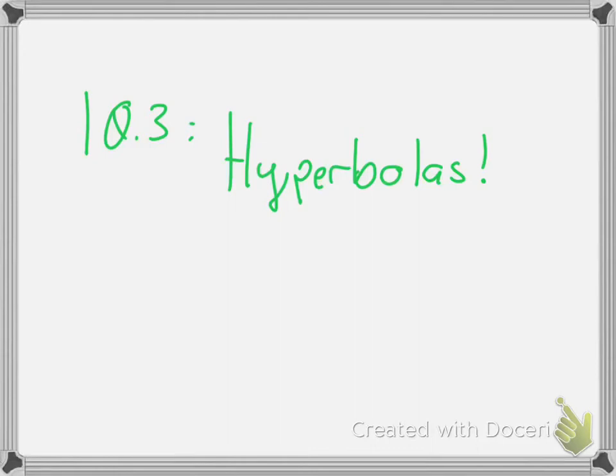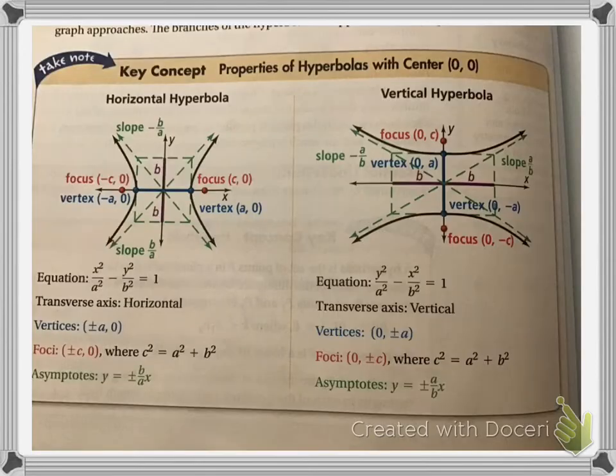In section 10.3, we're going to talk about hyperbolas. Hyperbolas are a little bit tricky to draw, so I'm not even going to try to. I would write all of these down. These are all the properties of a hyperbola centered at 0, 0. Two different types that we have are horizontal and vertical.